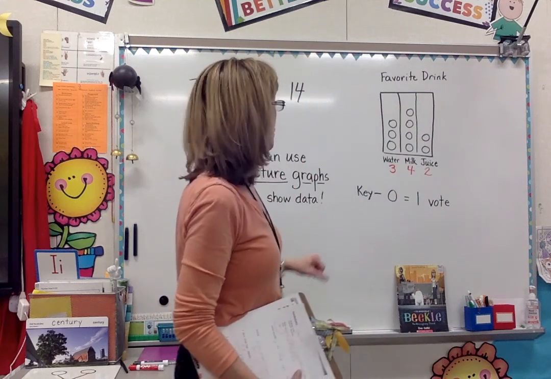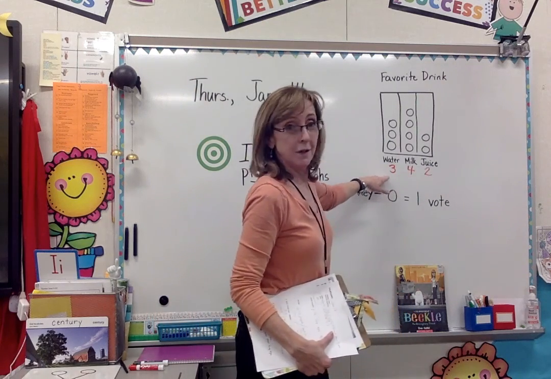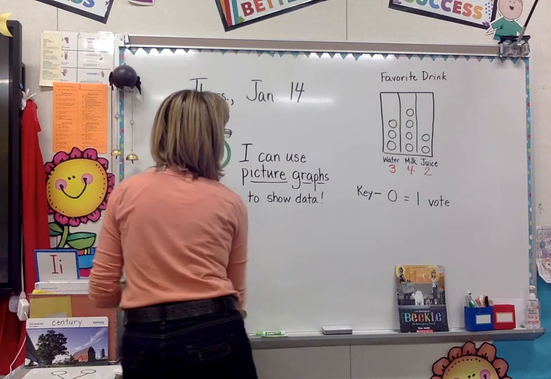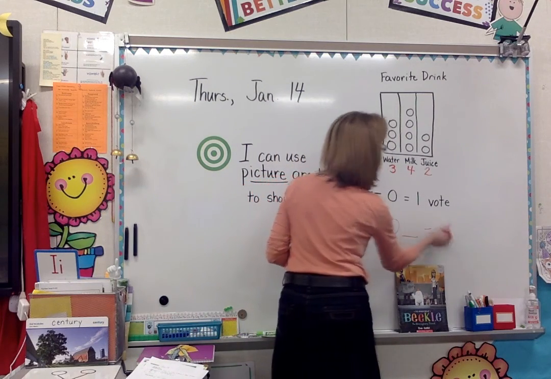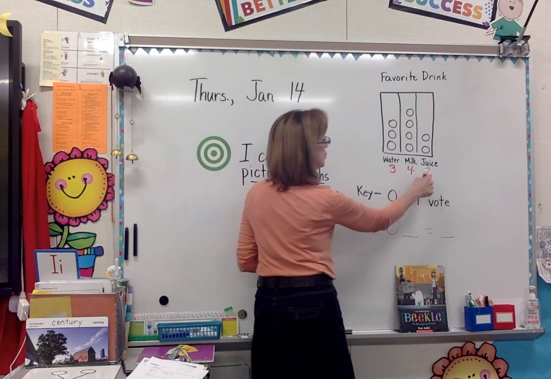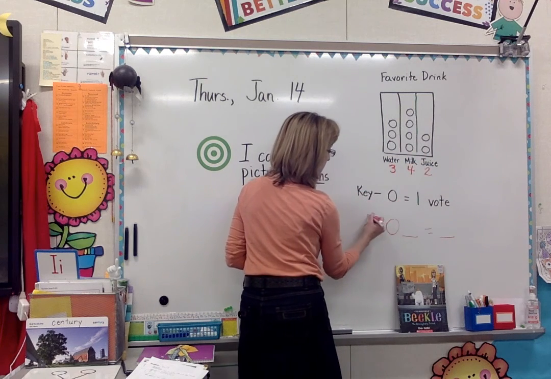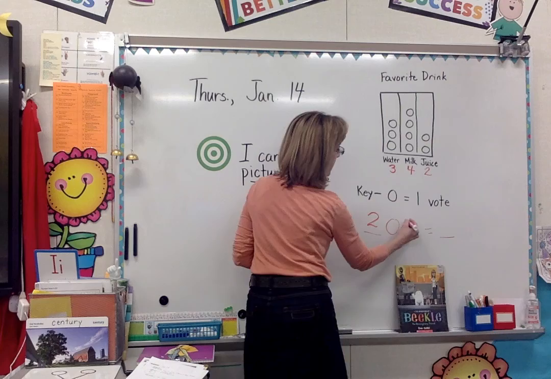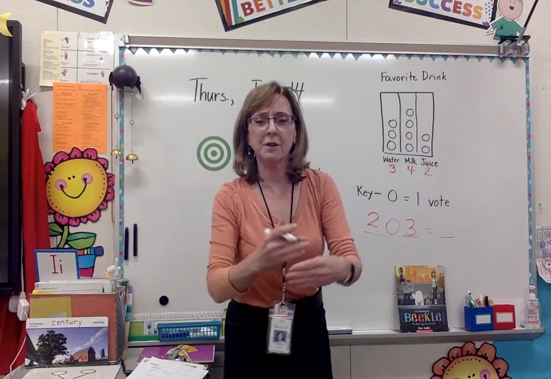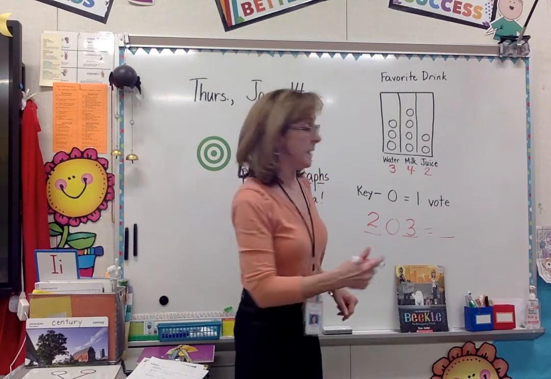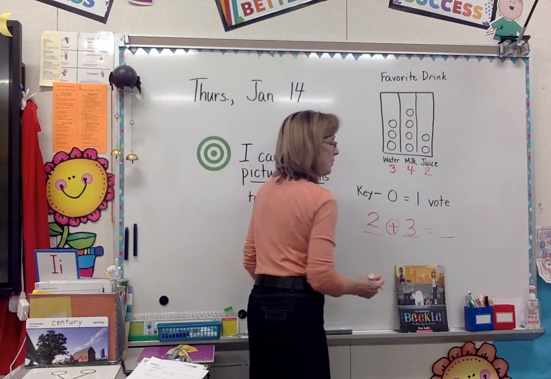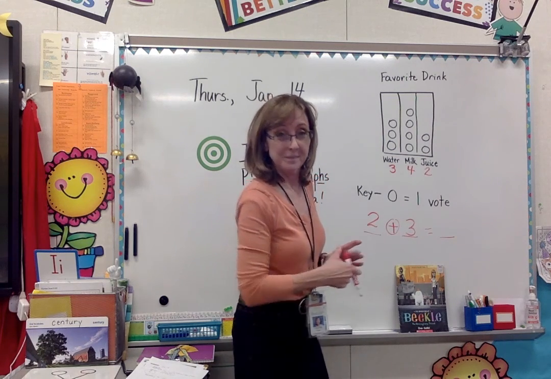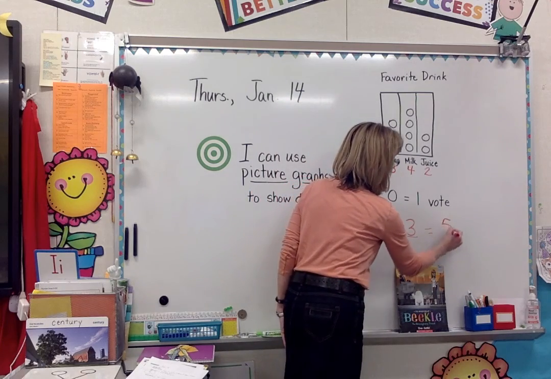How many kids chose juice and water? Well, if I did that, I could write a problem, couldn't I? Blank, circle, blank equals blank. How many kids chose juice and water? Juice, I have 2. Water, I have 3. Am I bringing them together? Juice and water, yes. So let's put an addition problem in there. 2 plus 3 equals, what is the total there? 5. You're right. Very good.